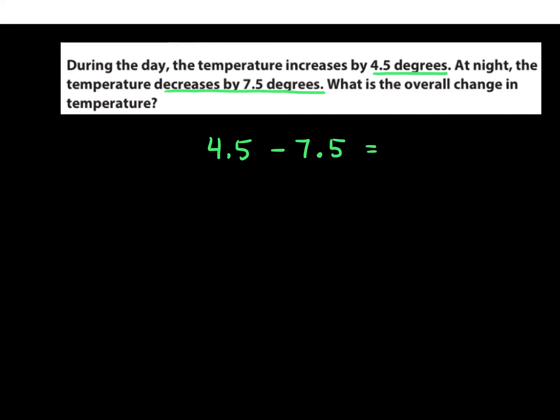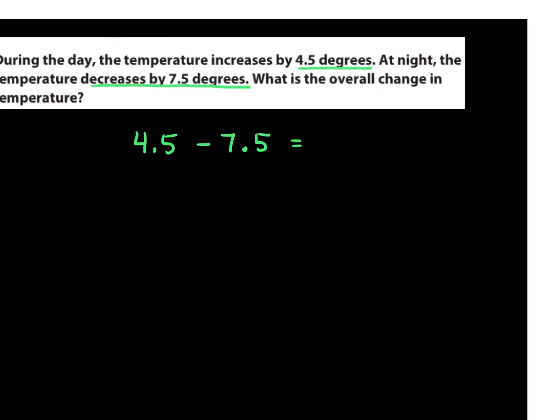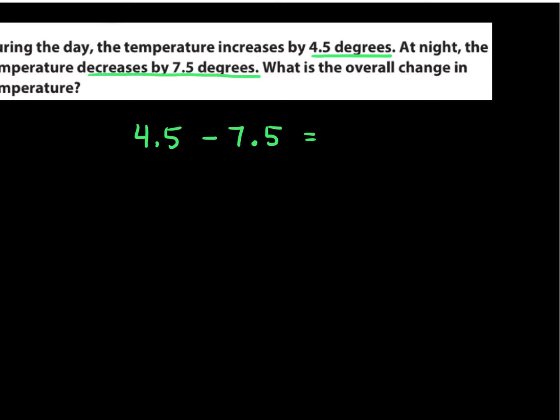So remember, when we add and subtract positive and negative decimals, it's just like when you were doing it with our whole numbers, right? So you could do it a few ways. If you like working with fractions, you could write this, right? 4 and 5/10 minus 7 and 5/10. Or you could just think, okay, these are opposite signs.